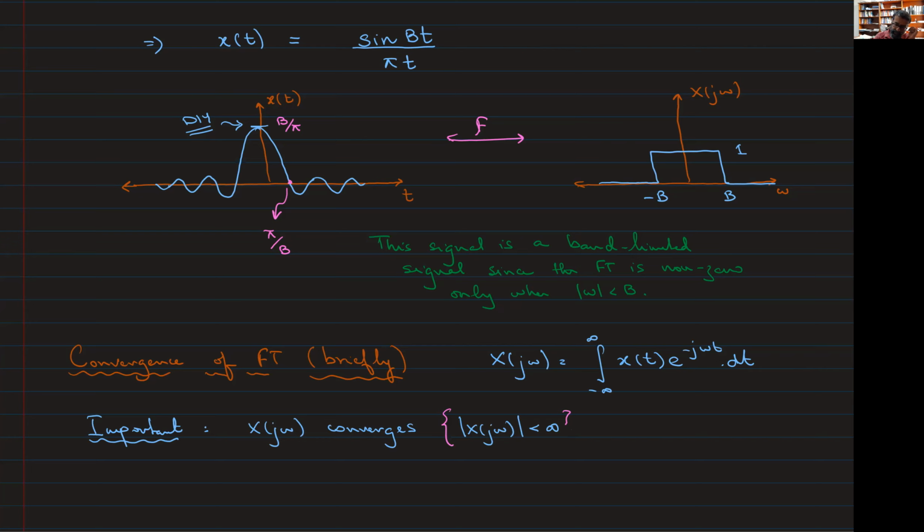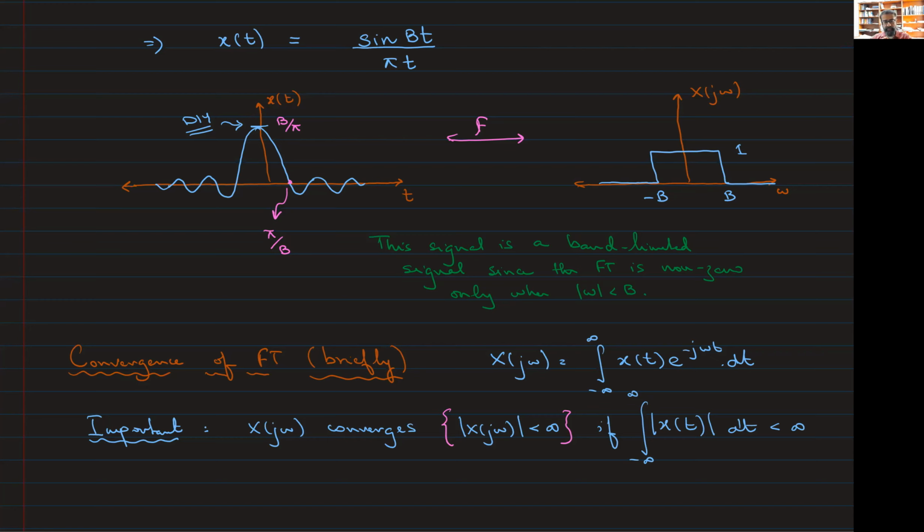It converges if x of t is absolutely integrable, right? The integral of the absolute value of x of t from minus infinity to plus infinity dt is less than infinity. Okay, so I just state this here. I am not going to do the proof for this.